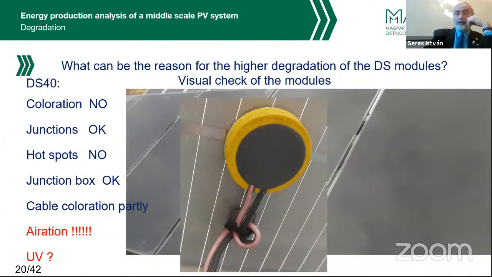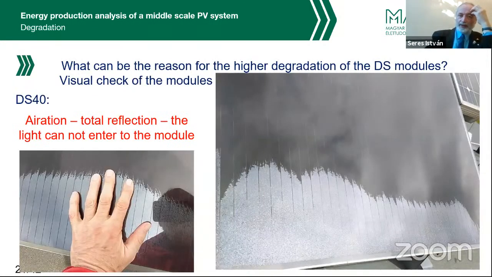After that, we were checking the amorphous silicon technology as well. We could not see discoloration. The junction seems to be okay. There are no hotspots on the system. But what we could see, I think because of the production technology, is that at the bottom and the top of the modules, some air was going in. I think the insulation material is not the best. So between the module surface and the glass cover, there are some air bubbles.